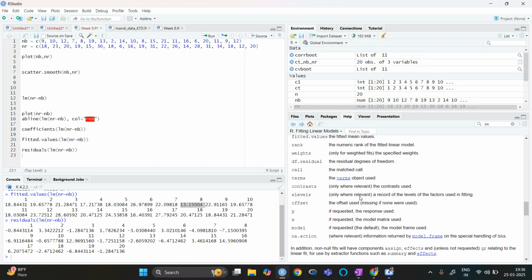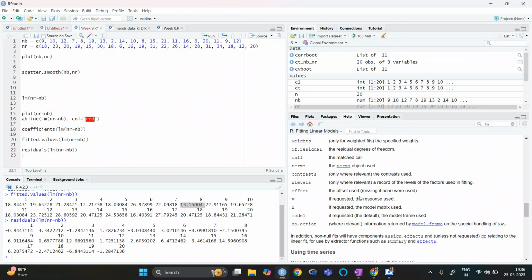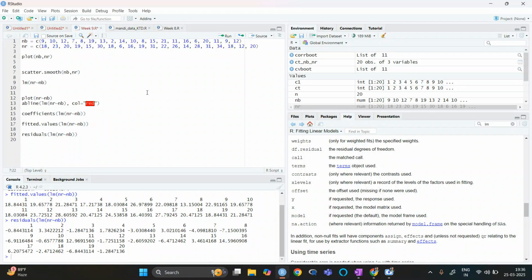So these are all the terms I think we need to find. We have the residuals, we have our line. This is basically what was planned for today's class. Now if you have any questions based on this or regarding the previous class, you can ask.